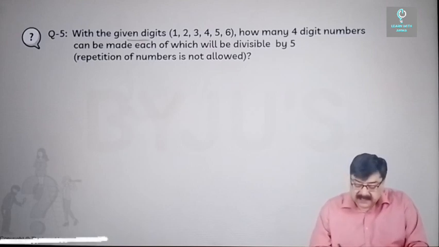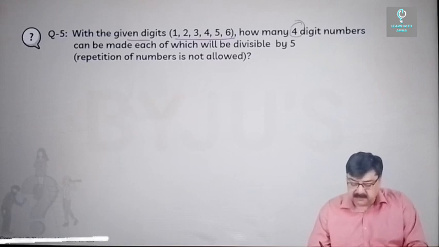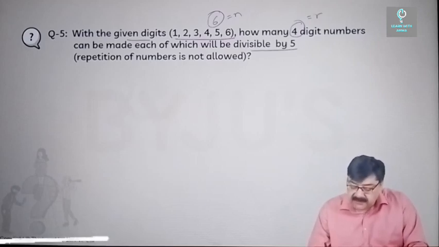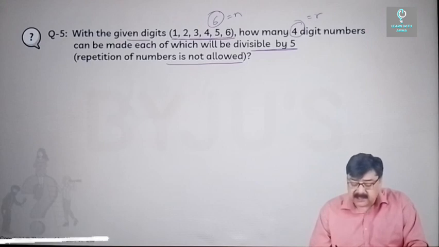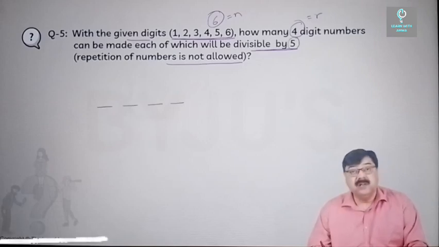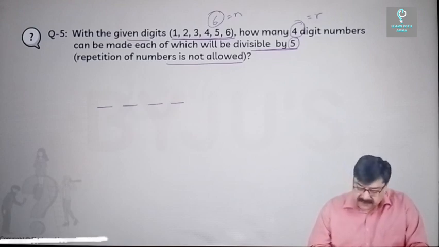Now look at this one. With the given digits 1, 2, 3, 4, 5, 6, now there is no 0 in the given digits. How many 4-digit numbers can be made? Now these are 6 digits, that is n, and we have to select 4 digits in such a way that they are divisible by 5. Repetition of numbers is not allowed. And obviously these 4-digit numbers have to be formed only by using these 6 digits, 1, 2, 3, 4, 5, 6, not 7, not 8, not 9, not 0. So if at all the number has to be divisible by 5, then what is the divisibility rule for 5? If the last digit of a number is a 0 or a 5, then that number becomes divisible by 5. So 5 is already given to us here.